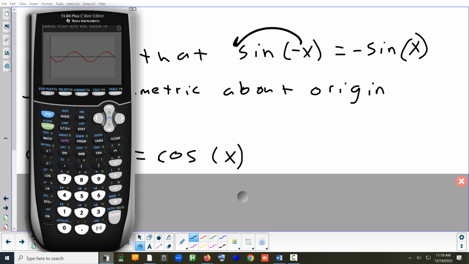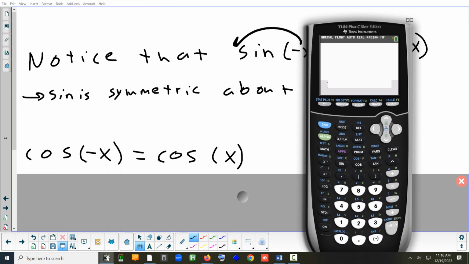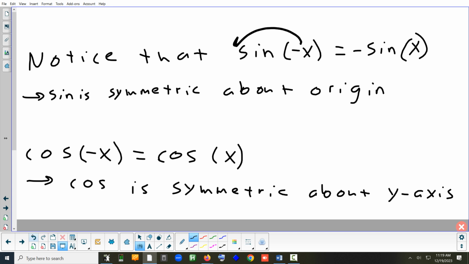Now, the graph of cosine doesn't quite have that. If you do cosine negative x and cosine x, those two graphs will look the same. So what kind of symmetry do you think that has? If you can do that kind of transformation to it, and it still looks the same as the original. Yeah? I think it's symmetry about the origin. It's not the origin, because that's the first one. Well, I mean, we're on the y-axis. Yep. So the graph of cosine has a line of symmetry on the y-axis.